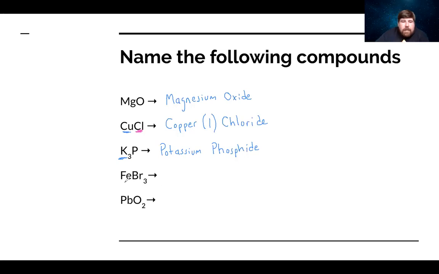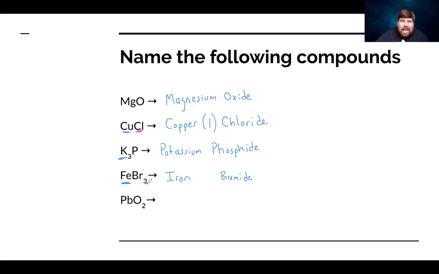Next, we have FeBr3. Fe is the metal called iron, and iron is a transition metal, so we will need to include a Roman numeral here. We'll come back to that in a second, but it looks like it's bonded to bromine, so it's going to be iron something bromide.